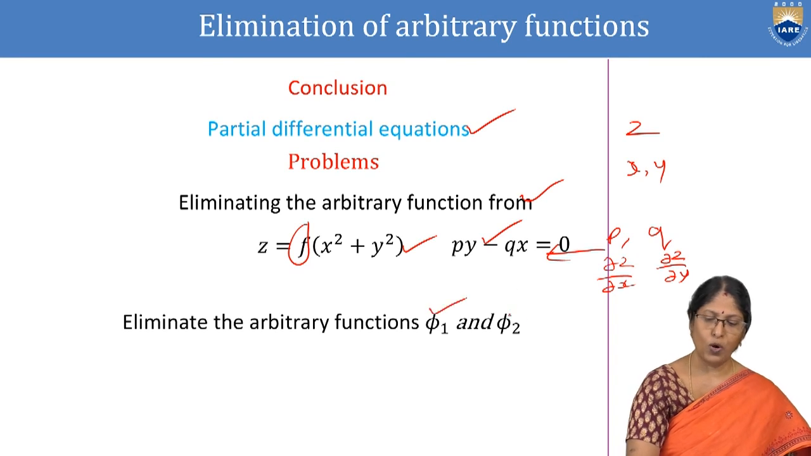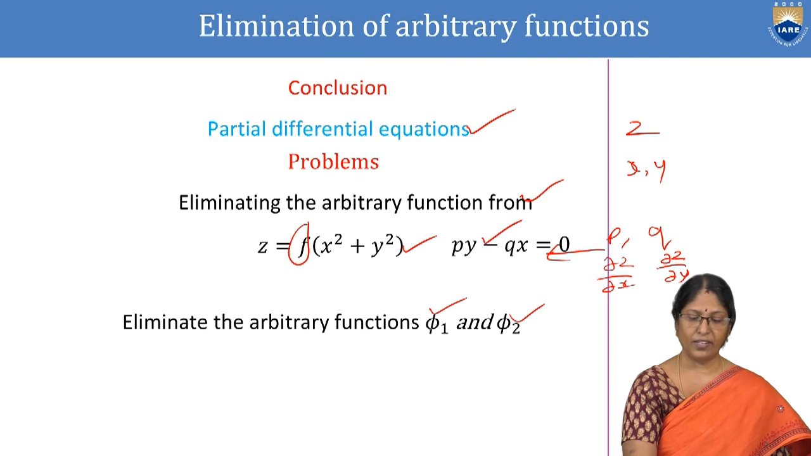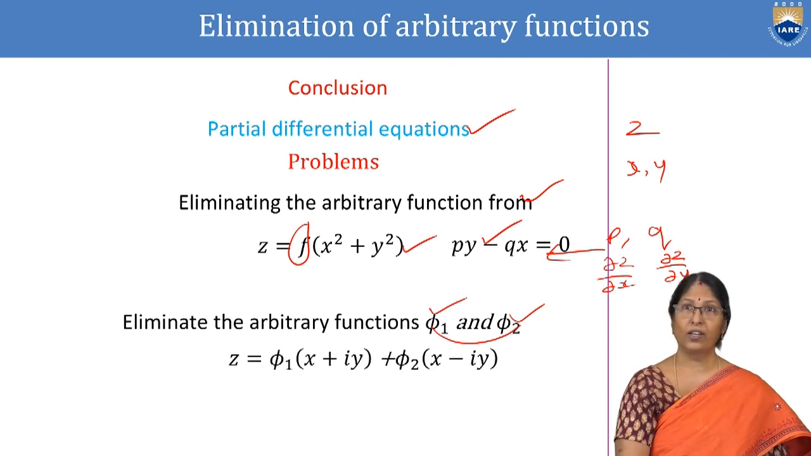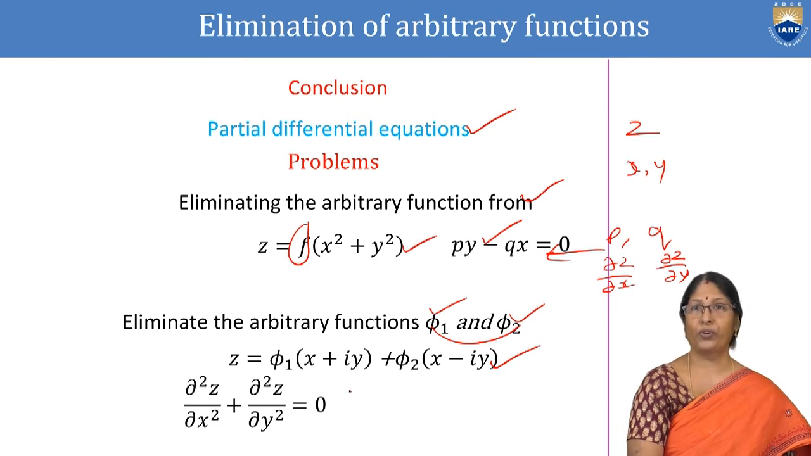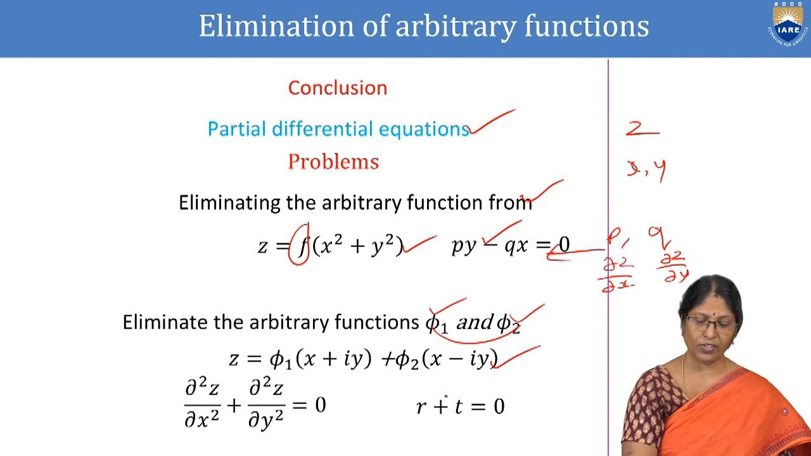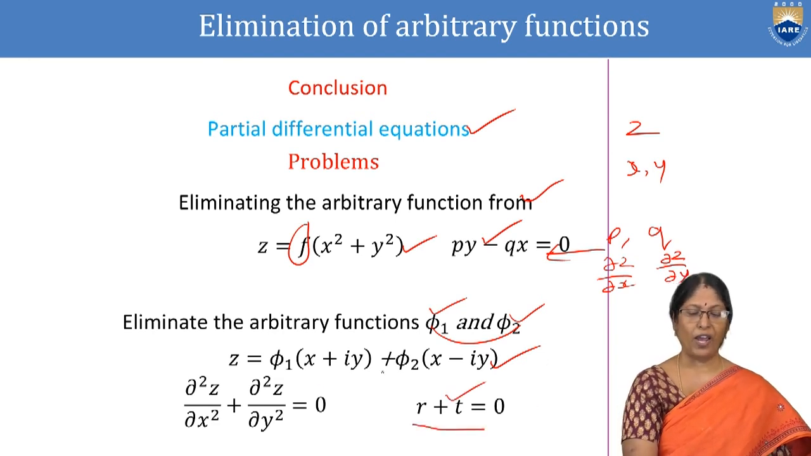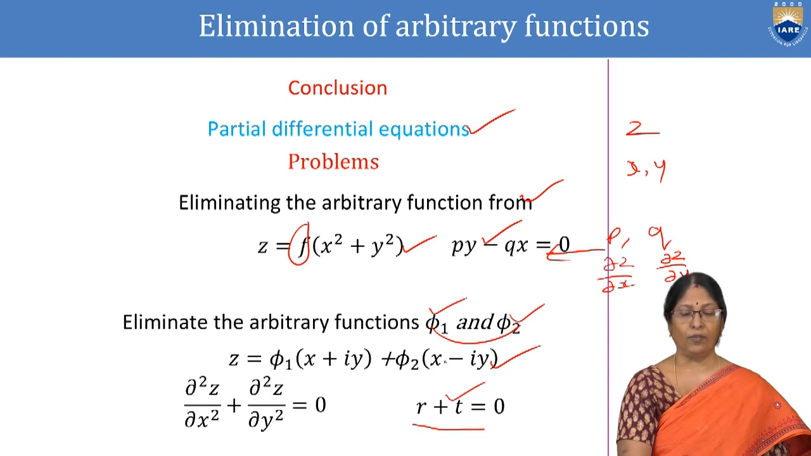One more problem, with two functions, we discussed. As it has two functions, this is the given equation. So we moved on, two times we did the differentiation. The final result we got is r plus t. Completely φ1 and φ2, the functions, are eliminated.